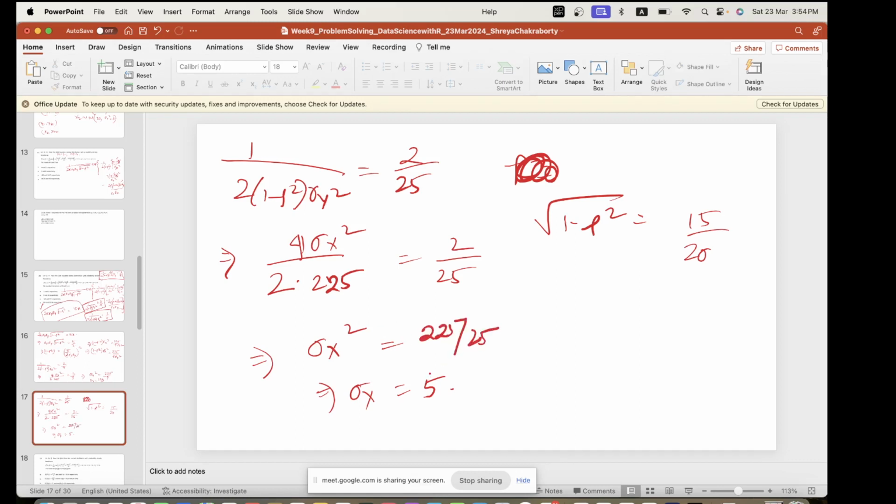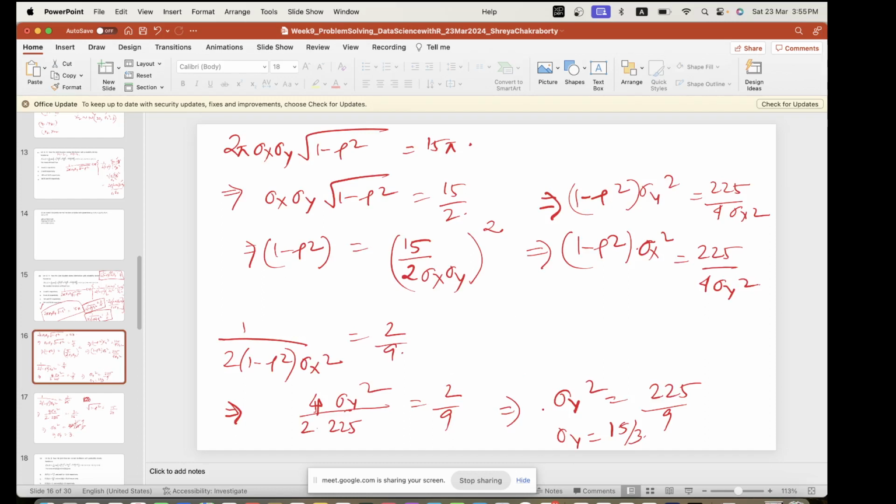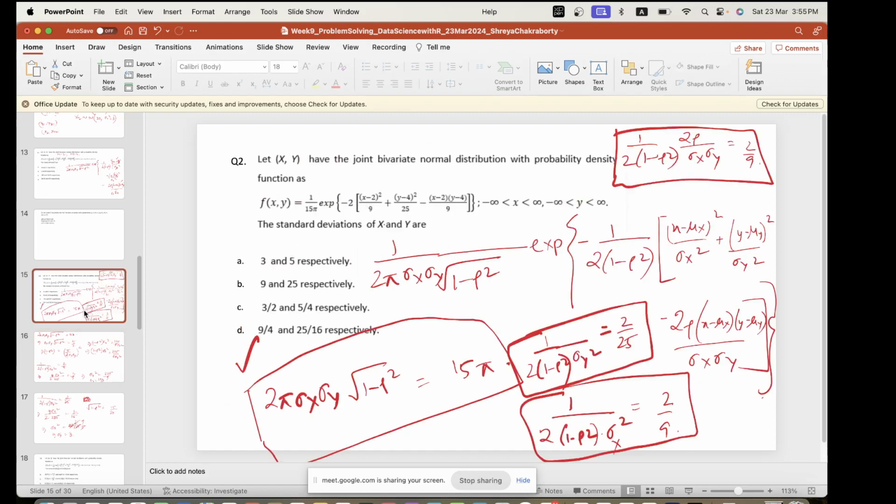So if I go 15 into 15, this is 5, and 5 4s are 20, 45. So this would be 9. So sigma x will be 3. Is it okay? Sigma x is 3. Sigma y is how much? Sigma y would be 5. 15 by 3, that's 5.